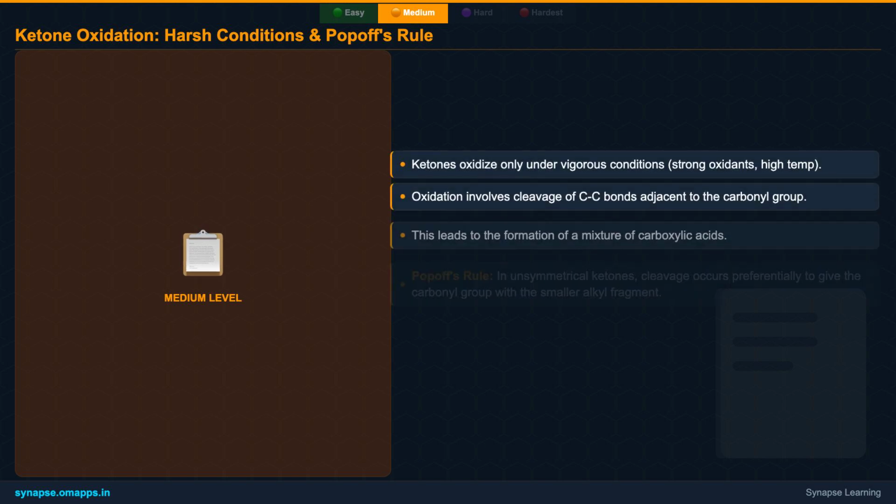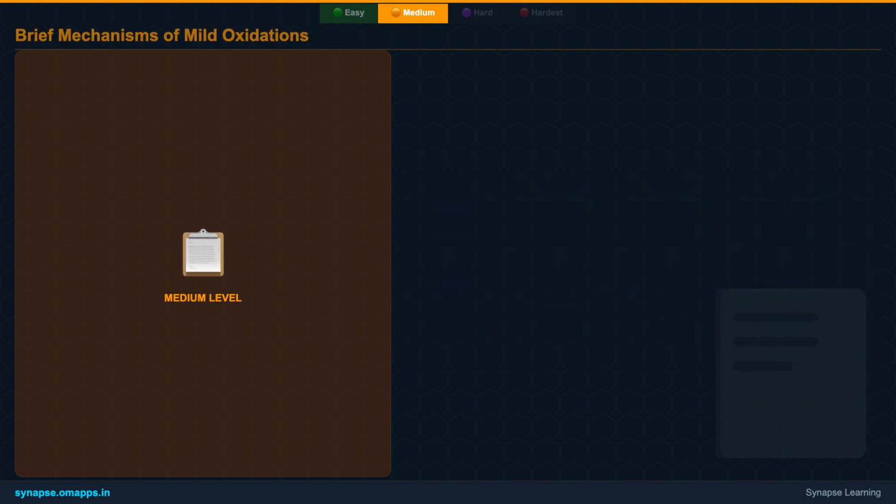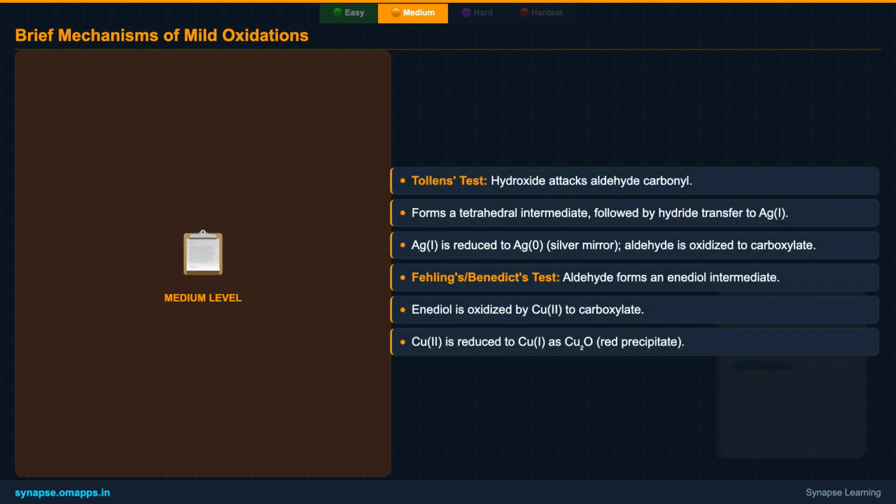Now, the interesting part about ketones. While they resist mild oxidation, under vigorous conditions, think hot, concentrated nitric acid or strong permanganate, ketones will oxidize. But here's the catch, it involves breaking carbon-carbon bonds. This process often follows what's known as Popoff's rule, where the carbonyl group tends to stay with the smaller alkyl fragment. However, it's important to remember that this often leads to a mixture of carboxylic acids, making it less selective for synthesis.